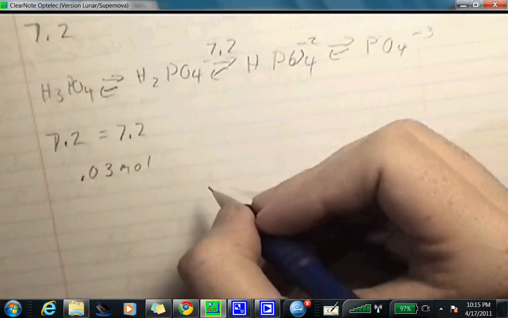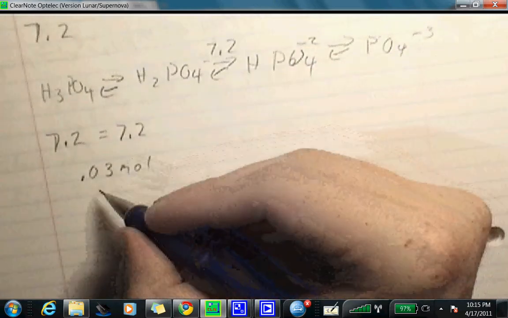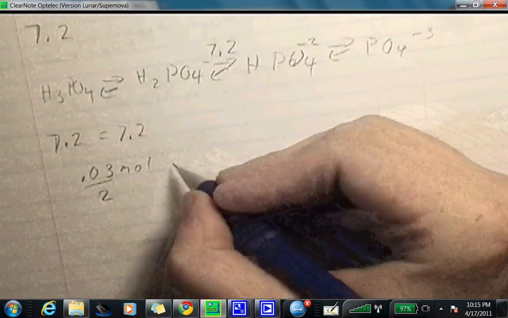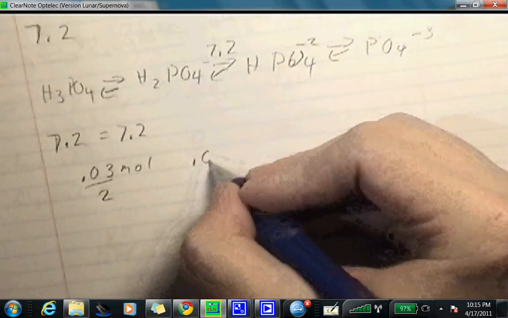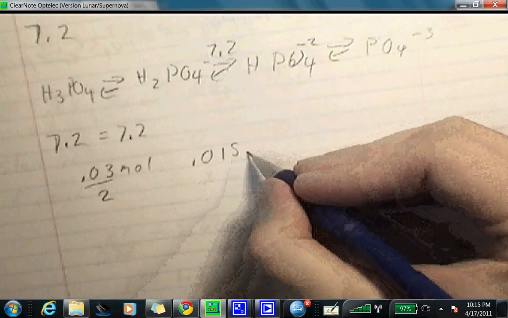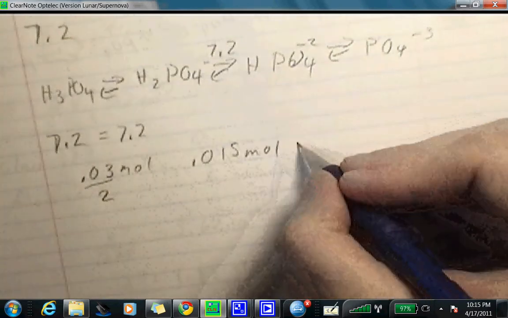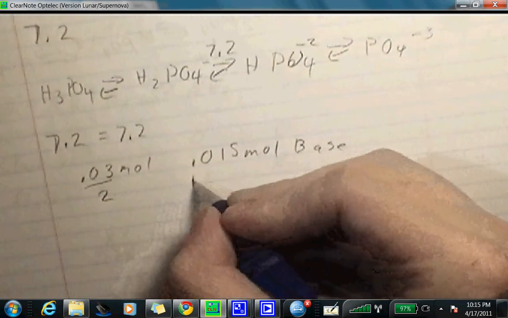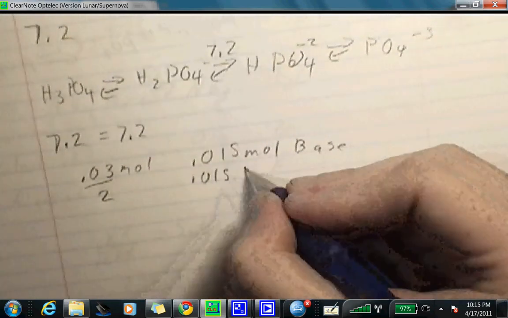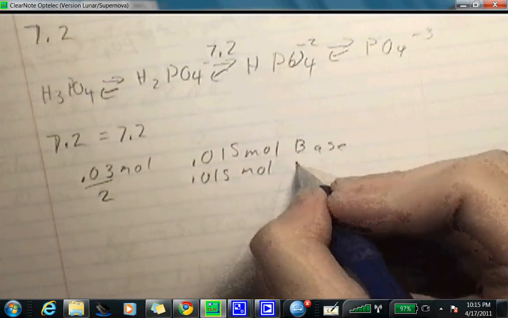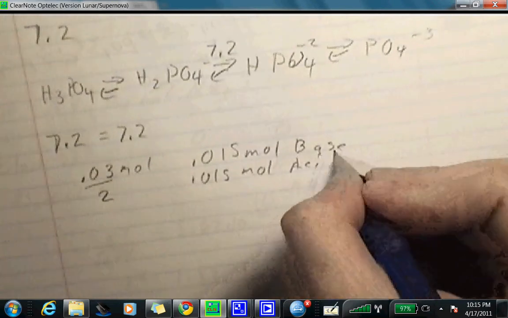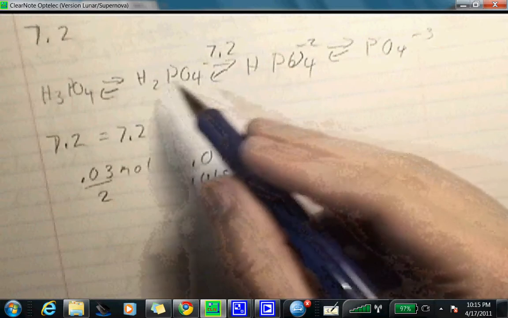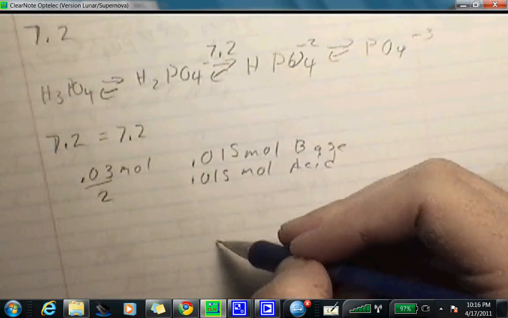So we can have 0.03 moles. You can divide this by 2. And this is going to give us 0.015 moles of our base and 0.015 moles of our acid. Acid, base.